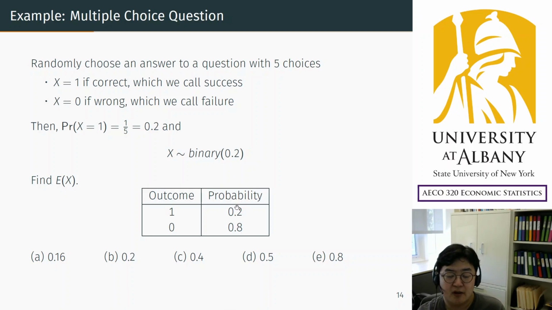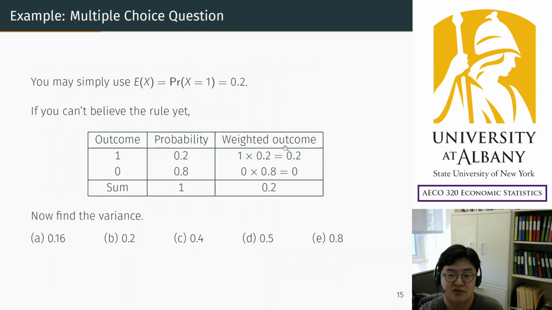So the answer is 0.2. It should be pretty simple. 1 times 0.2 is the probability weighted outcome, and 0 times 0.8 equals 0. So simply the sum is 0.2. And without calculation, you can simply use the fact that the mean always equals the probability of success for a binary variable. So without any algebra, you can just tell that the mean is 0.2, right? But either way, it's fine. But what's more important, what I want to show you here, is the variance.